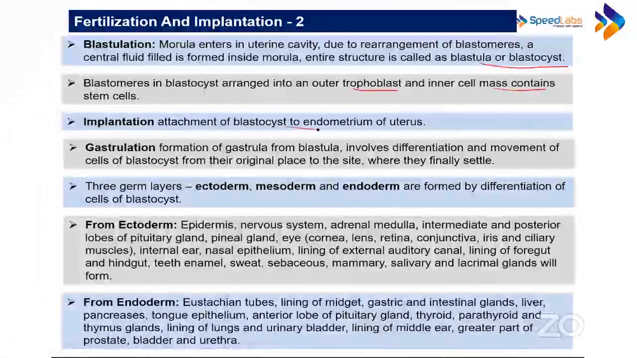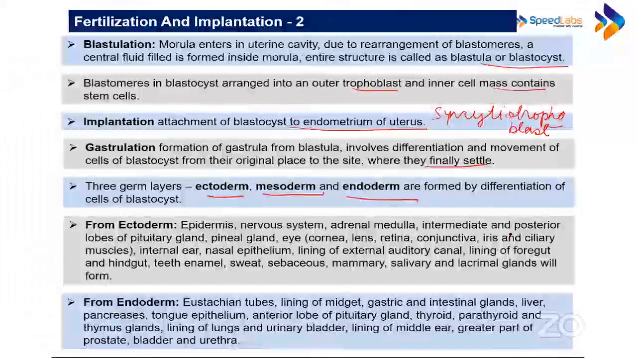Implantation is attachment of the blastocyst to the endometrium lining of the uterus, and you know which layer helps? Trophoblast. Gastrulation is formation of gastrula from blastula, involves differentiation and movement of cells of blastocyst from their original place. Finally, they settle. So gastrulation का मतलब होता है development of the 3 germinal layers. ये मैं आपको बता चुकी हूँ, and these are the fate of the 3 germinal layers. You can just have a look at this. Mostly all the integumentary system, sense organs, they are formed from the ectoderm.